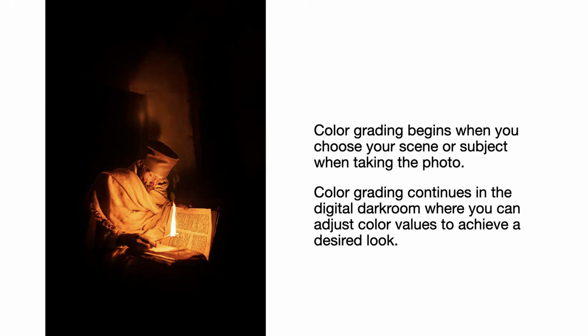And so this is a good example of that. This is a photo I made in an ancient rock-hewn church in Ethiopia, and this priest was reading his Bible by candlelight in the dark. When I took this photo, I knew that the candlelight was going to illuminate the priest and the scene in this golden light. And later on, when I was adjusting the image in the digital darkroom, I made sure to select a white balance that would preserve that golden candlelight color. So I was thinking about color grading when I took the photo. And then when I was in the digital darkroom, I applied the settings that would achieve that desired look.